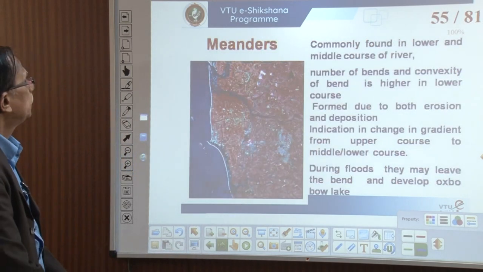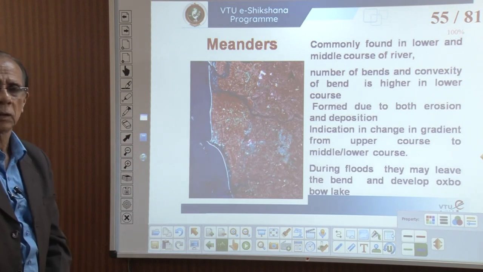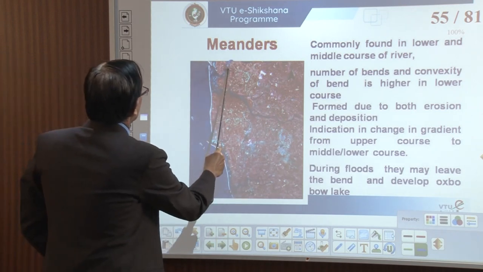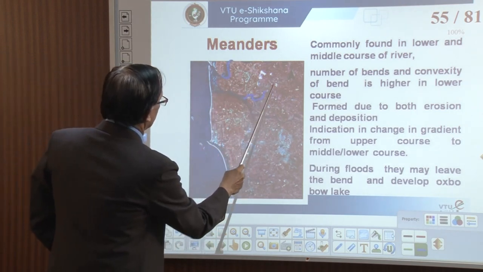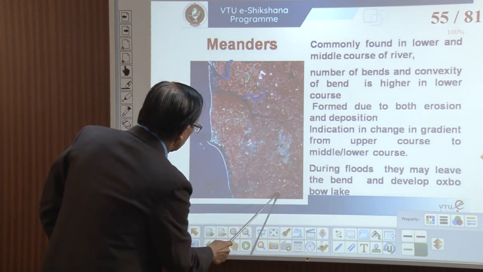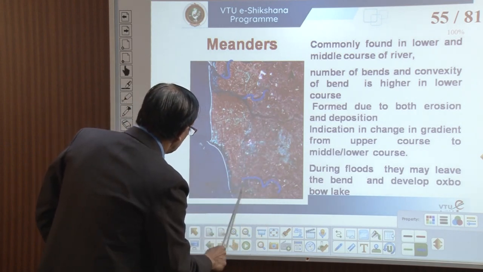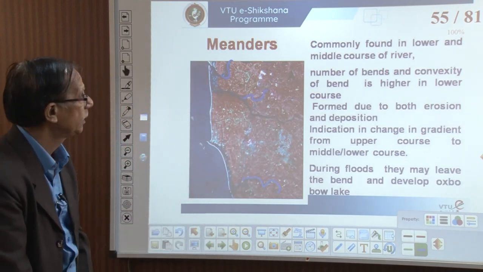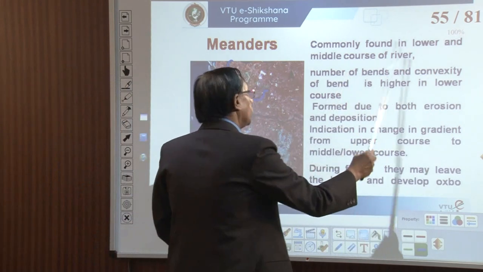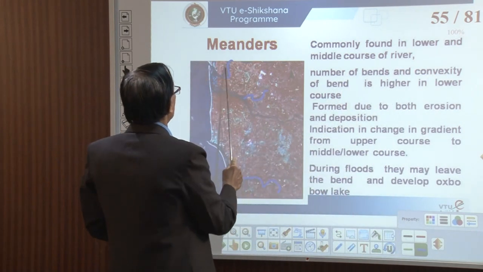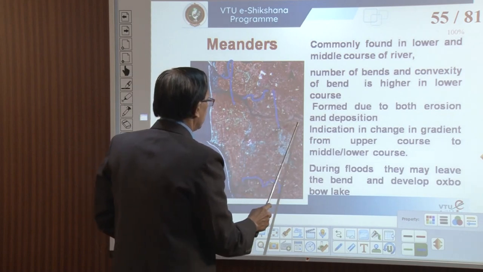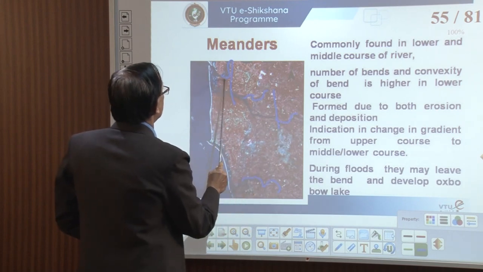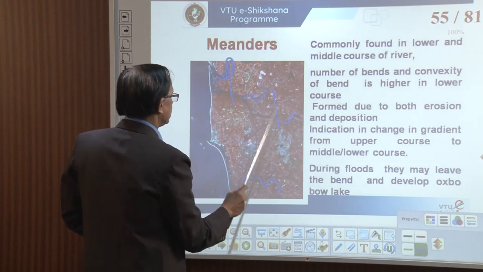Yes, then meanders. So, we have the river flowing in a zigzag path. Rivers do not follow a straight path, they follow a zigzag path. The curved path of the river is called a meander, just now we have said. It is commonly found in the lower course and also in the middle course. Lower course more common, in the middle course less common, but we do find the curvature is so high here, but its curvature is less here.